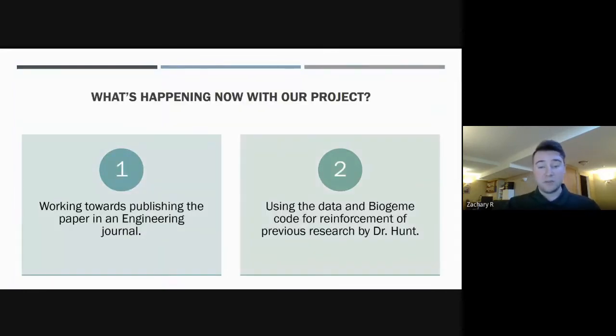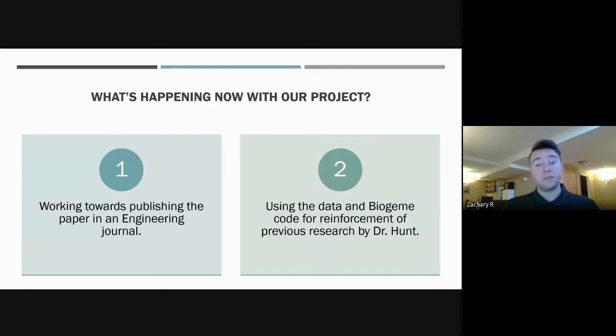Which now brings us to what is happening with our project section. So we're currently taking the project in two-ish different directions at the moment. From the suggestion of our project supervisor, Dr. Hunt, we are working on turning our final report into something that we can publish within an engineering journal.